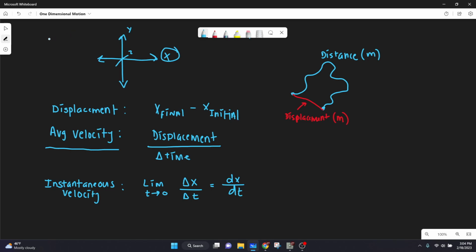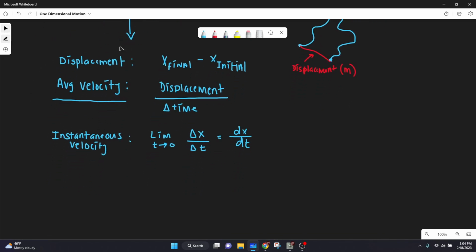And then the next term we could consider is speed. And speed is actually different than velocity. Speed cares only about the magnitude of the object's motion, whereas velocity cares about its direction and magnitude. So displacement, in another way to think about it, can be positive or negative.